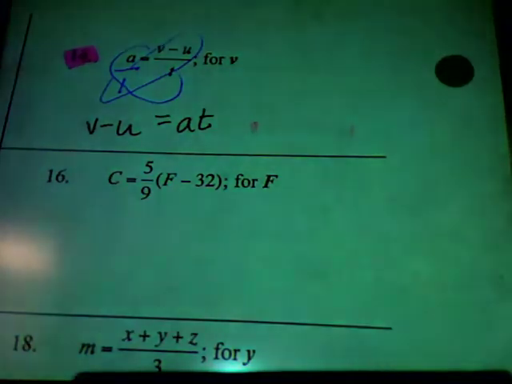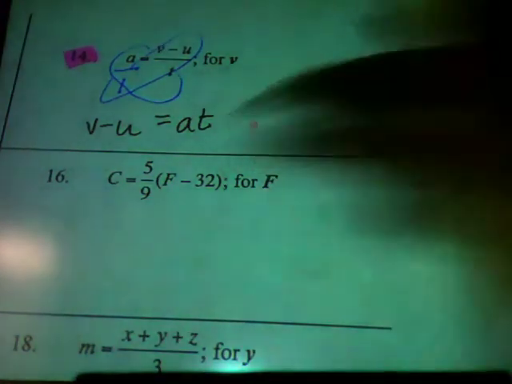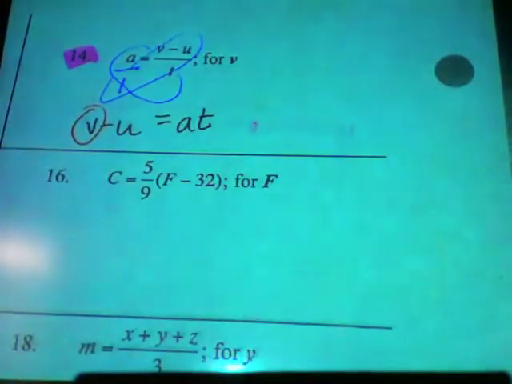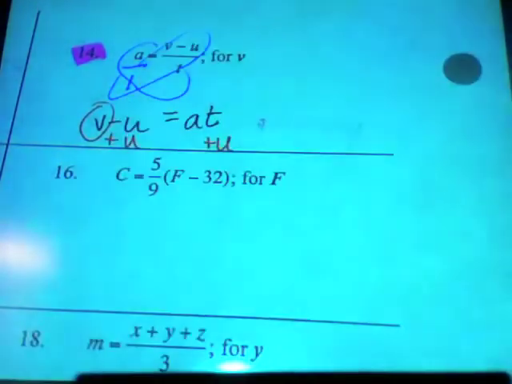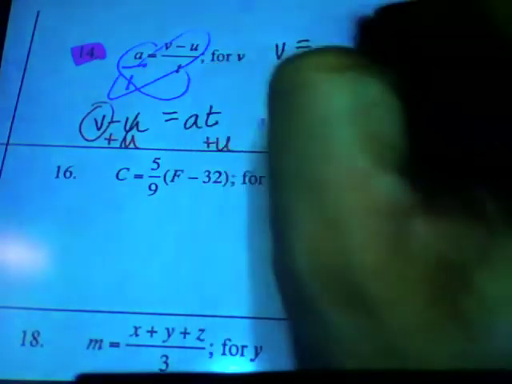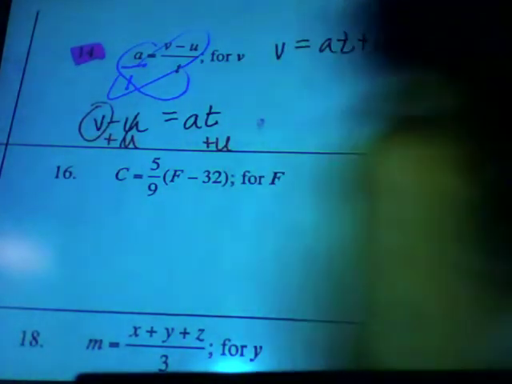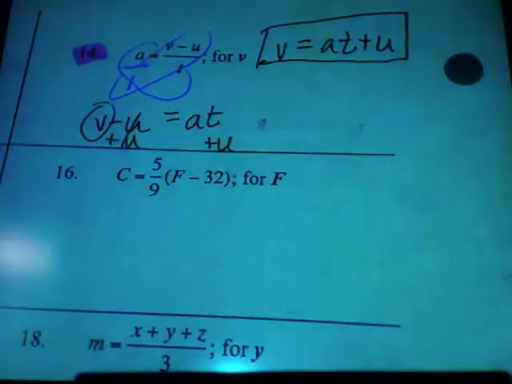You should be making your t's curly because otherwise they look like a plus sign. So since I'm solving for v, what do I do to get v by itself? Add u. And you can add u in front of the at or behind the at, it doesn't matter. So v is equal to at plus u or u plus at. Either one is fine.